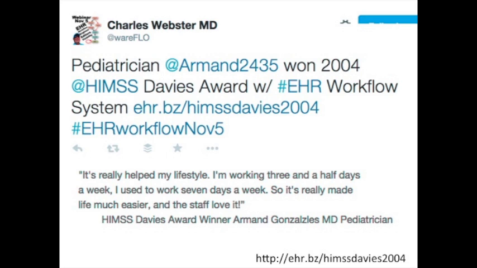How often do you see that being said about traditional EHR documentation systems? And look, he used to work 7 days, now just 3.5. He has doubled his productivity. This system has made him able to accomplish twice as much with the same amount of work, or as much work with half as much effort. Whereas traditional EHR documentation systems do the opposite. They often double the amount of work and make people stay late.